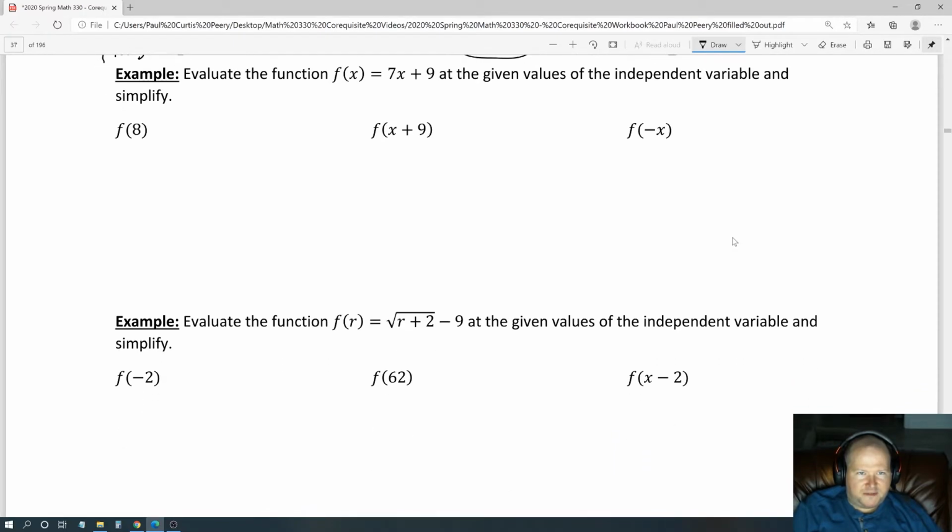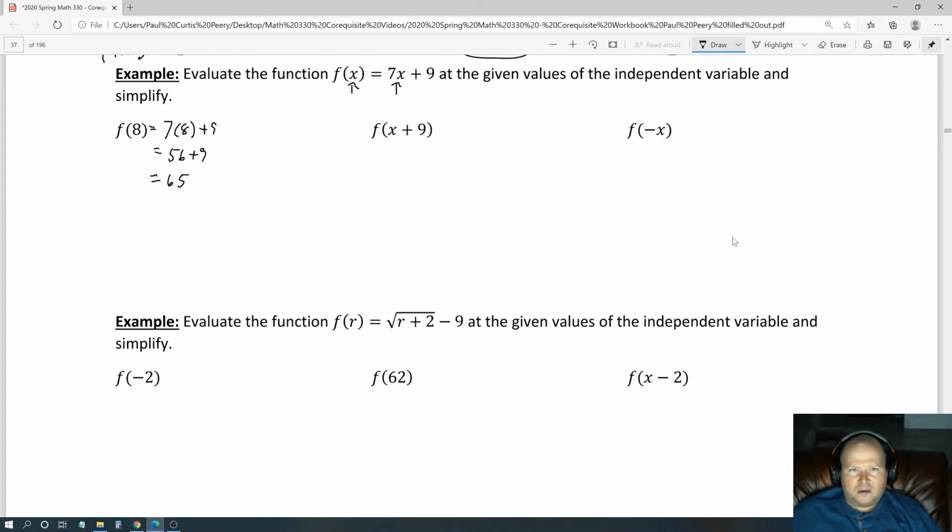So we're going to evaluate the function f of x is equal to 7x plus 9 at the given value of the independent variable and simplify. All this is really saying is I'm going to go back through this original equation, but wherever I see the x value, I'm going to plug in whatever it says there. So in this case, instead of x, it says 8. So it's 7 times 8 plus 9. 7 times 8 is 56, plus 9. 56 plus 9 is 65.